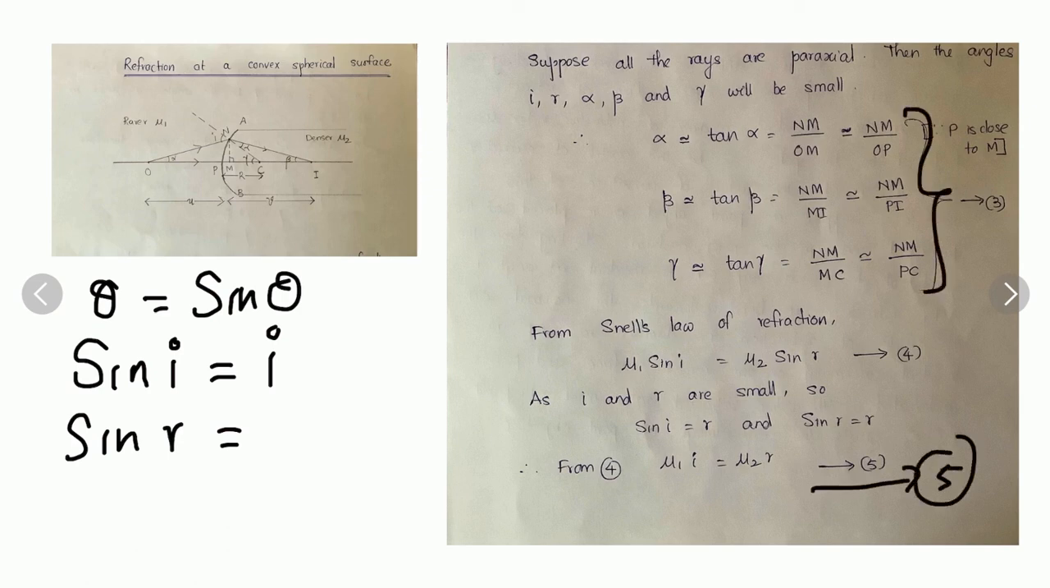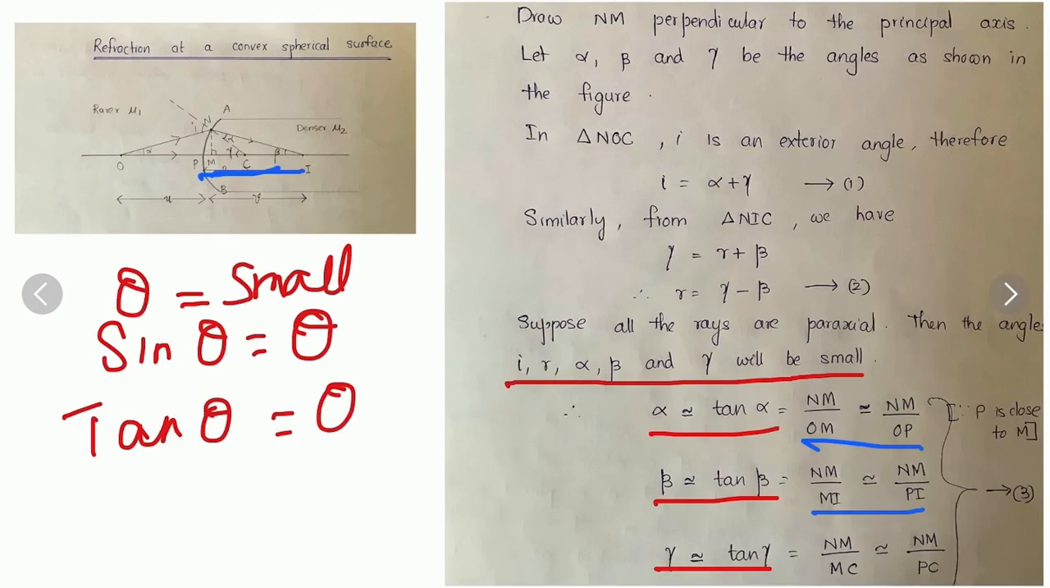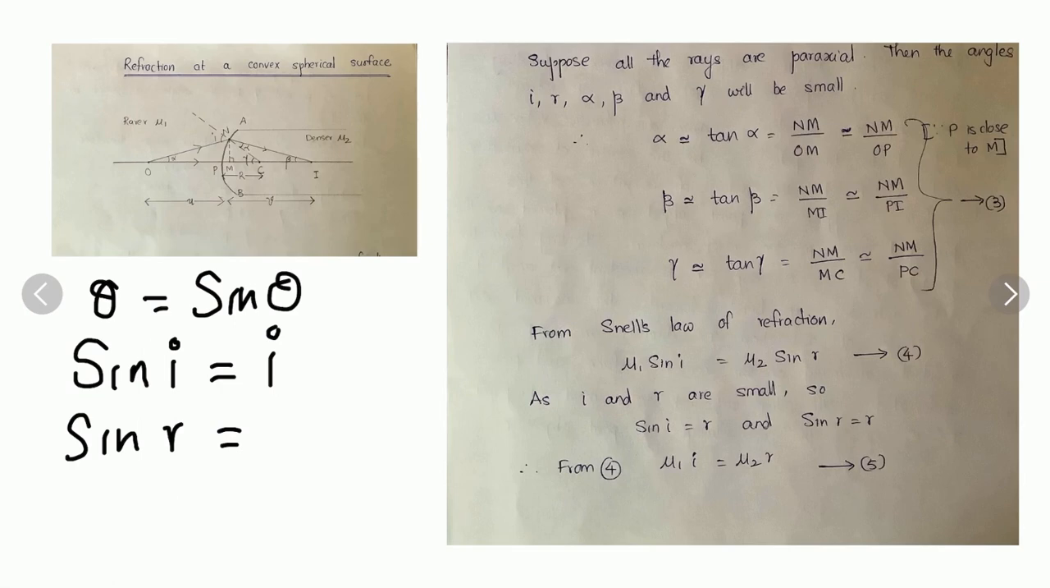For all these things, I have put equation 3. Earlier I showed you equations 1 and 2. This is 1, this is 2. Now this one, all together, we have taken as 3. Snell's law is equation number 4, and then replacing sin I with I and sin R with R, we get the fifth equation: mu1 I is equal to mu2 R. Let it be equation number 5.